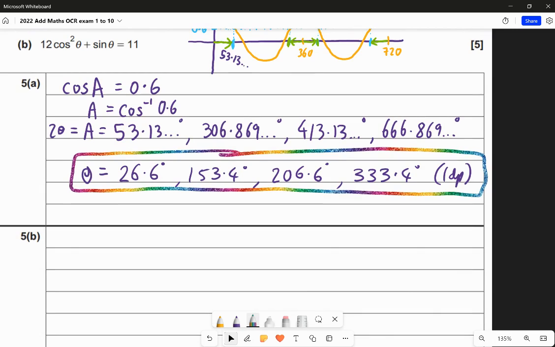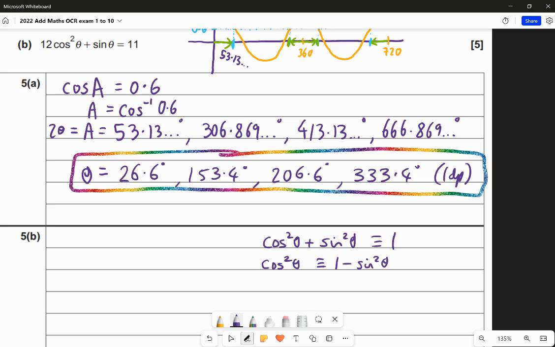Part B. Solve this lovely quadratic trigonometric function. 12 cos squared theta plus sine theta equals 11. In order to find the answer to this, I need to use a trigonometric identity. So I need to use the fact that I know that cos squared theta plus sine squared theta is always equal to 1. That is an identity. That is always true. And therefore, if I wanted to rewrite cos squared theta, I could always rewrite it as 1 subtract sine squared theta.